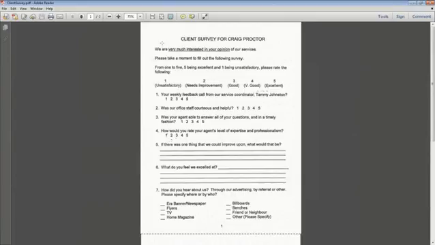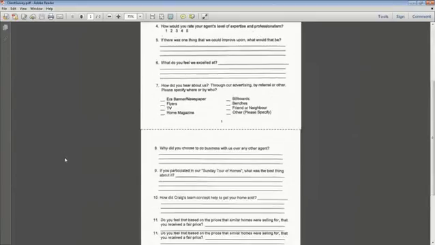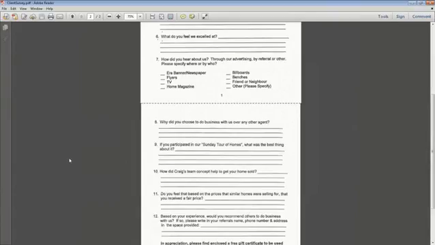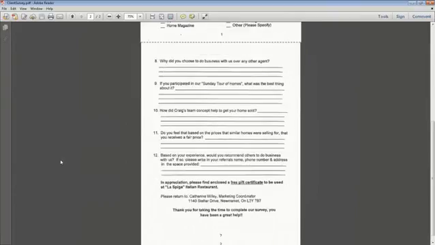Number 5, now we want them to actually write this answer in. Number 5, if there was one thing that could be improved upon, what would that be? I always like to lead with the negative, get any negative out of the way before we ask the next question, which is, what do you feel we excelled at? Number 7, how did you hear about us? Through our advertising, by referral or other. Please specify where and by who. You know, you and I want to know what's working in our business as far as how prospects are coming to find us and do business with us.